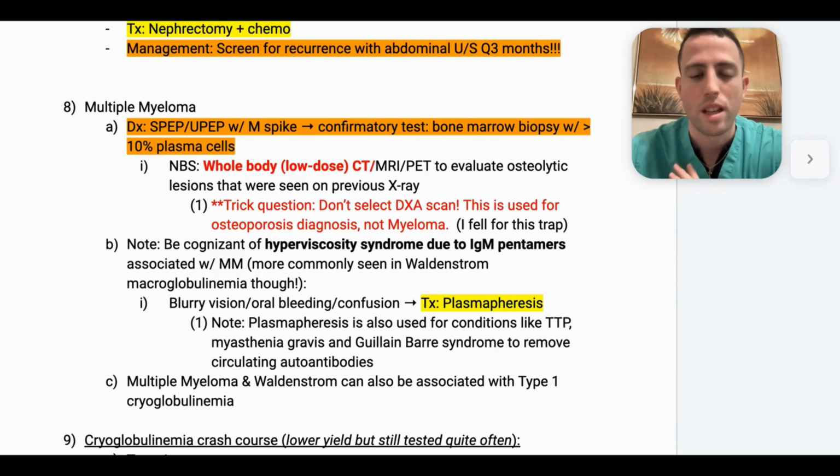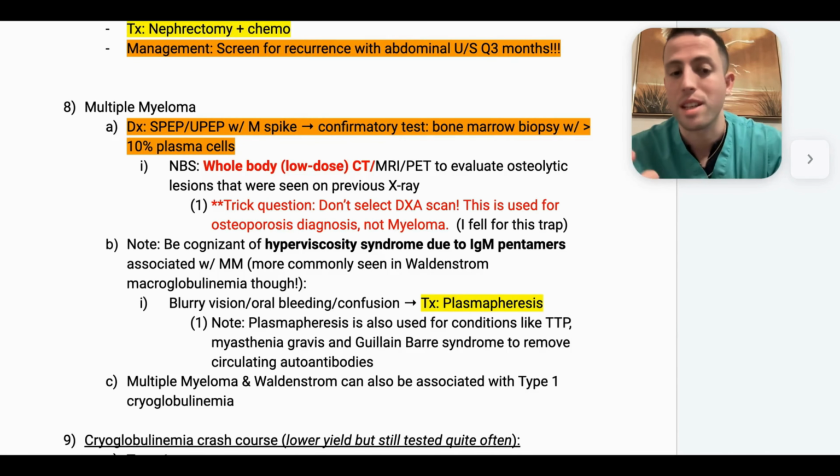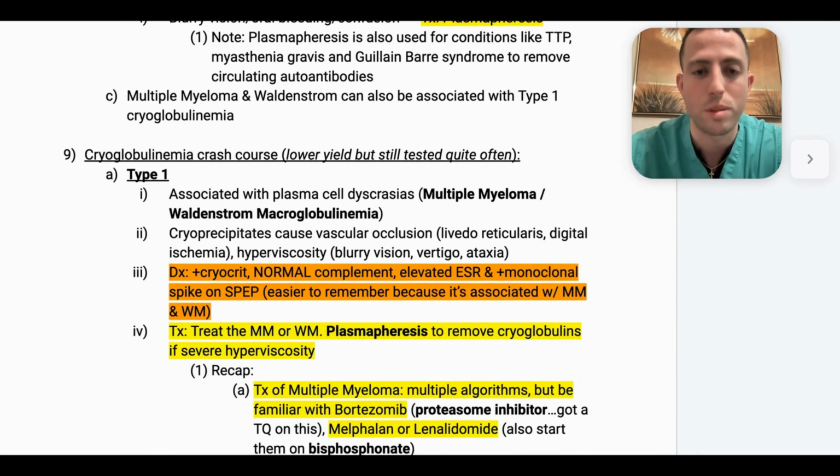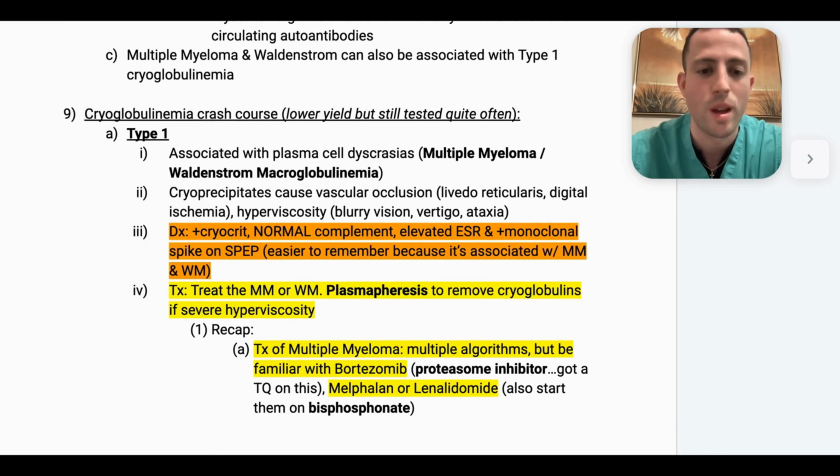Okay, and so it's important to note that plasmapheresis is also used for conditions like TTP, myasthenia gravis, and Guillain-Barré syndrome to remove the circulating autoantibodies. Multiple myeloma and Waldenstrom can also be associated with type 1 cryoglobulinemia. And so let's talk about the cryoglobulinemias. This is a little bit lower yield, but it is still tested from time to time.